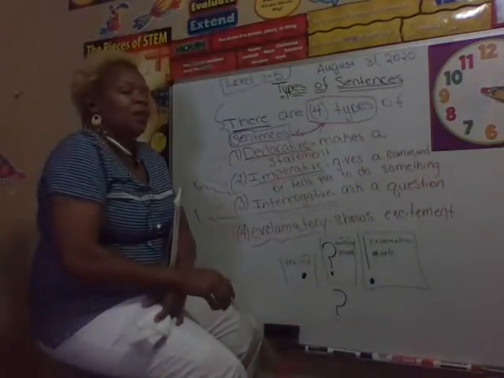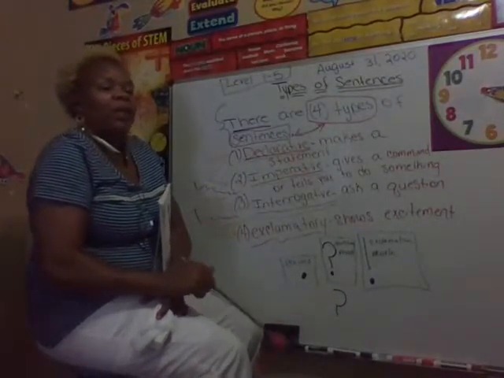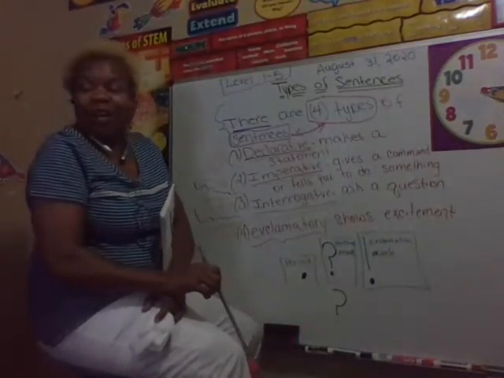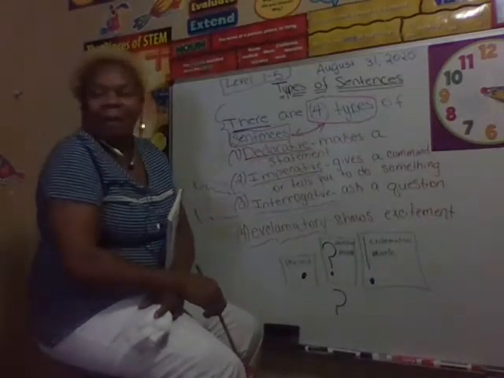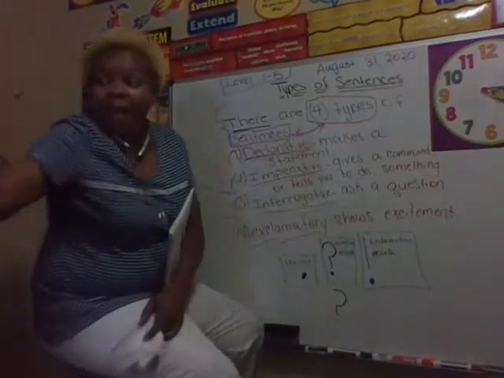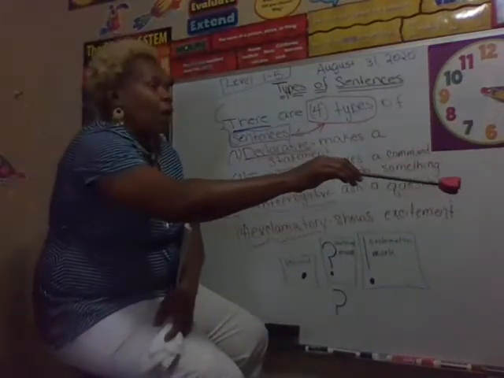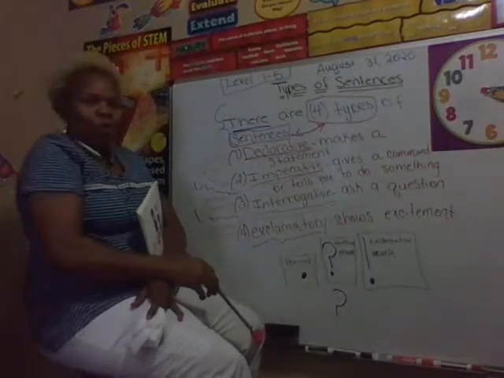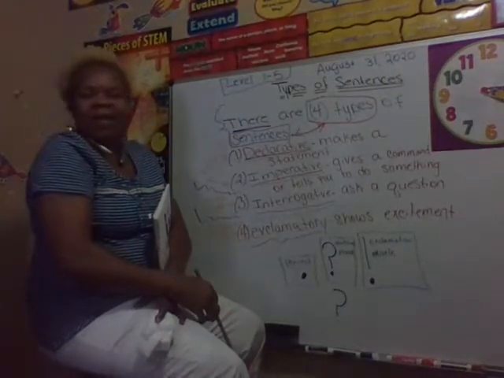Which one of these? What time is it? What you gonna do? Interrogative. Which one is it? Interrogative. Why? Because it asks a question. Watch out! Look out for that car! Exclamatory. That shows excitement. Which one is it? Exclamatory. Now let's close our eyes.